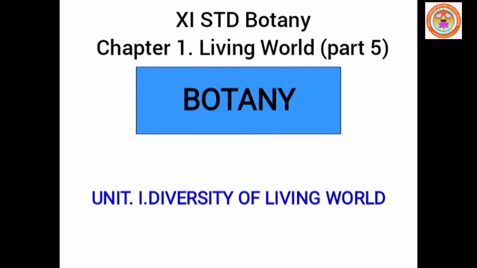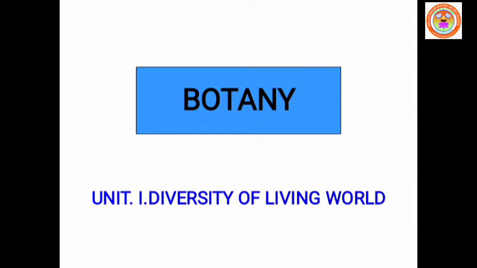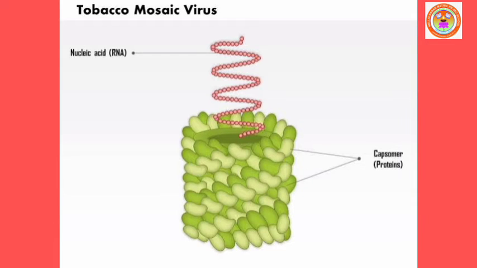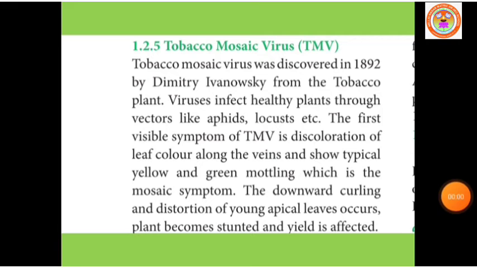Good morning, students. Welcome back to the class. Today's botany class, in which we are going to continue chapter 1, living world. In this chapter we started viruses. Today's class especially we are going to see the structure of tobacco mosaic virus, also called TMV.